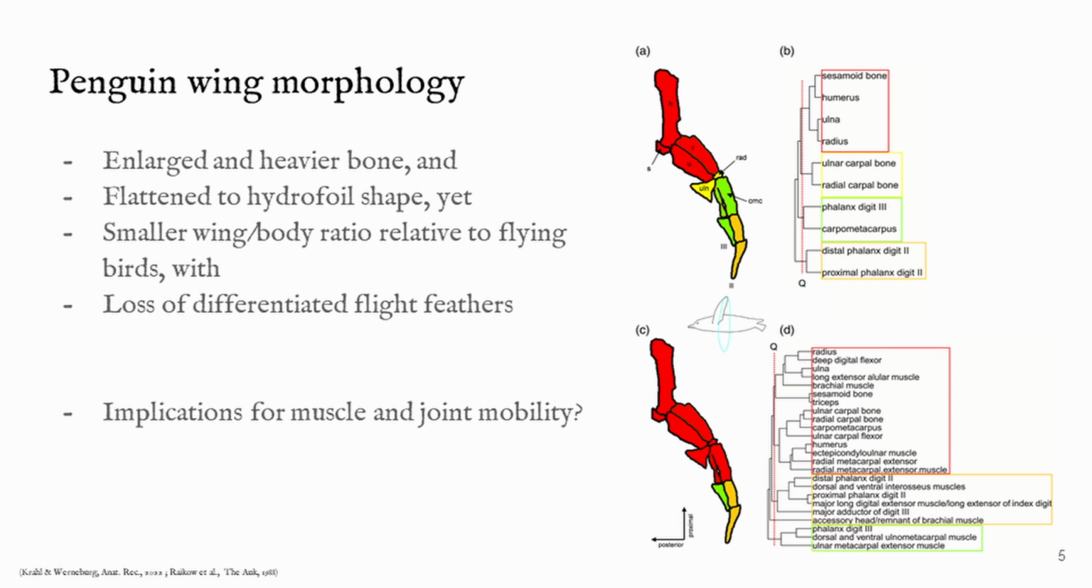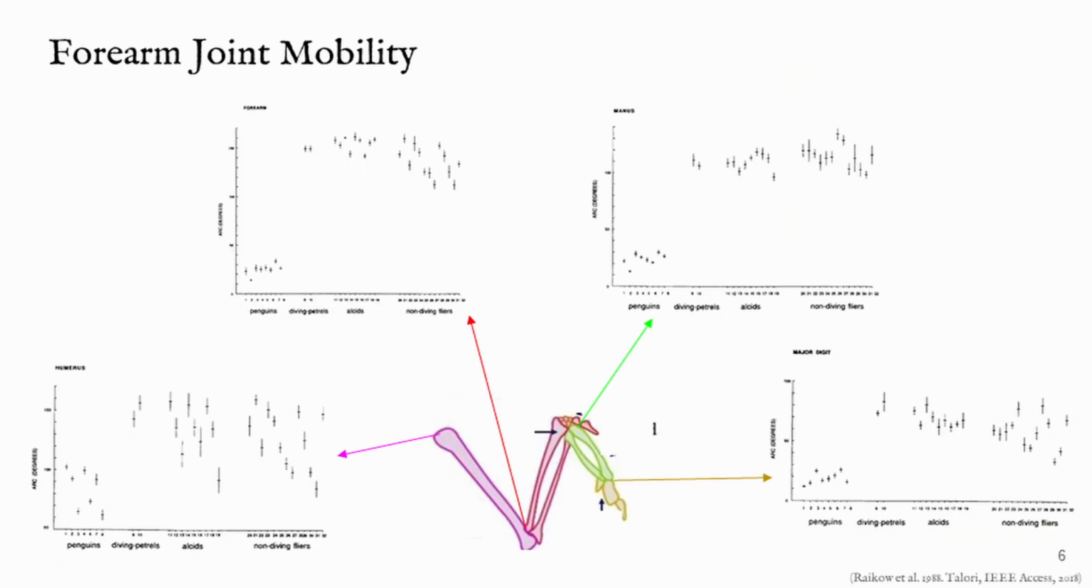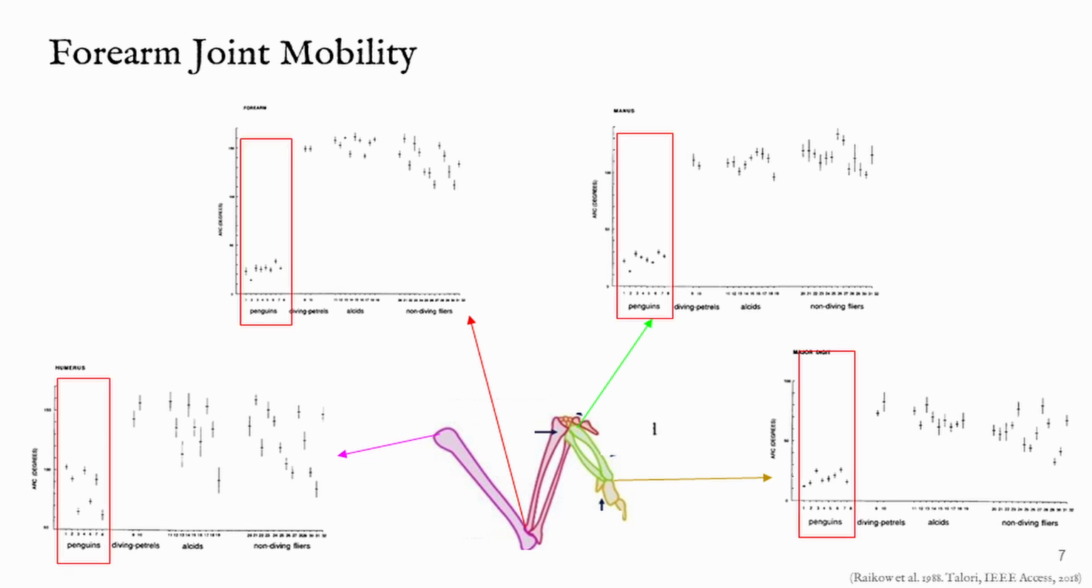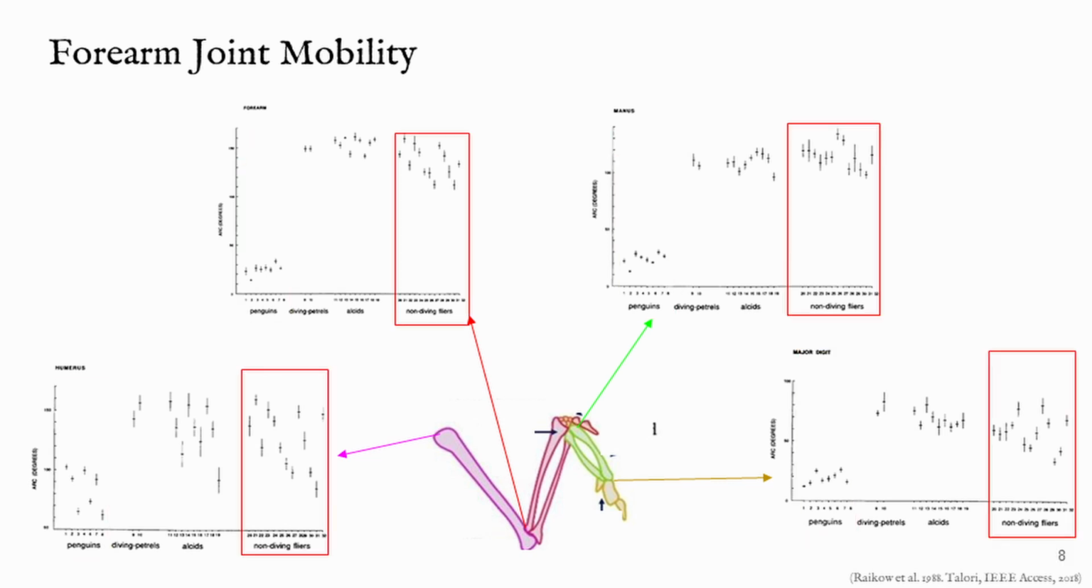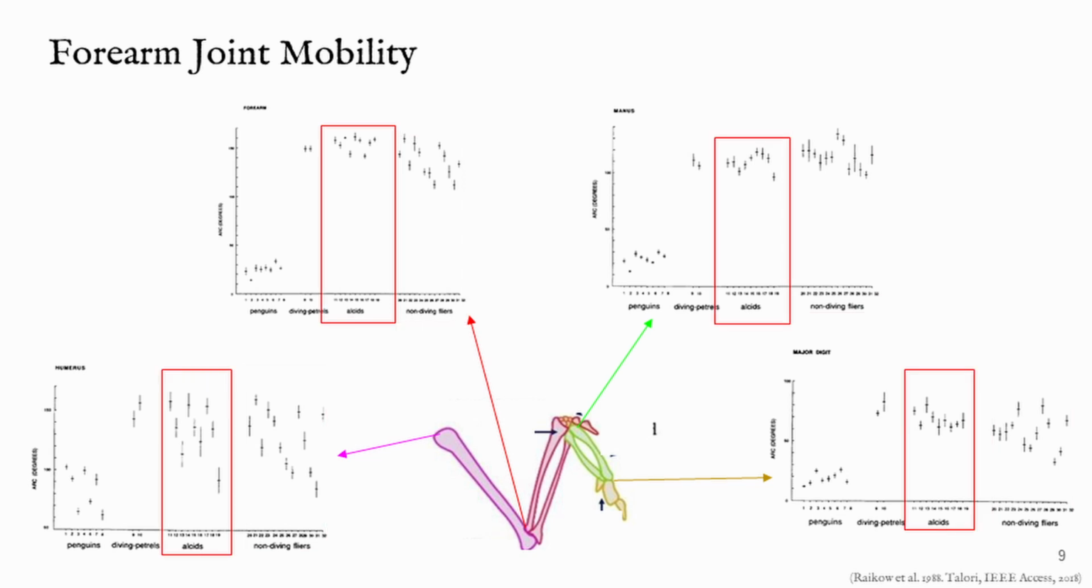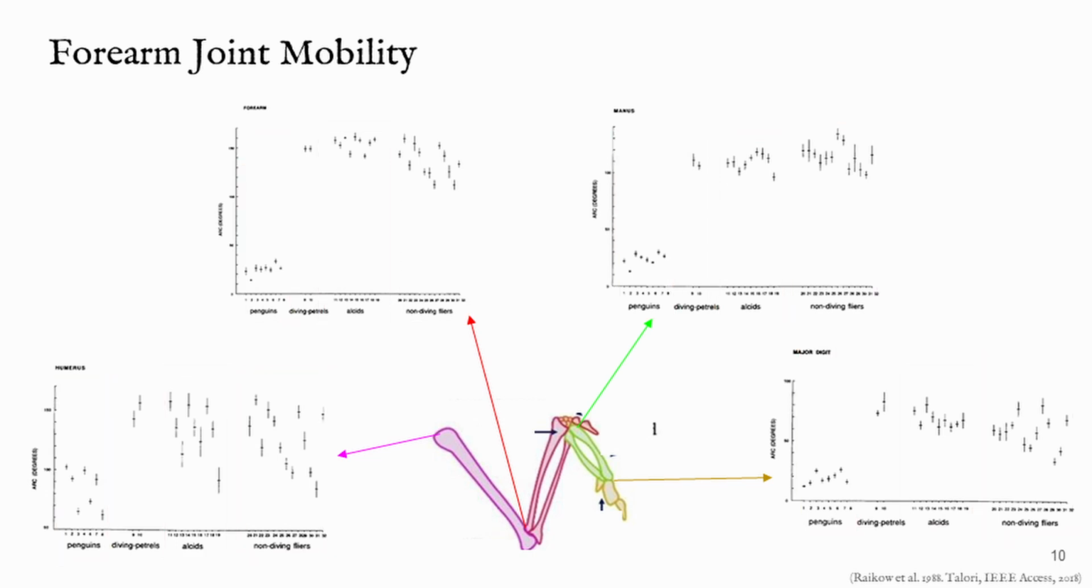Each different graph here is for a different joint, and on each graph from left to right, we're going to look at the penguins on the left, non-diving flyers, which are just like normal birds, on the right, and alcids in the right middle, a group which includes puffins, and in which the birds can both swim and fly underwater, and use their wings for swimming underwater. Comparing penguins to non-swimmers, we see that penguins clearly have far less joint mobility.